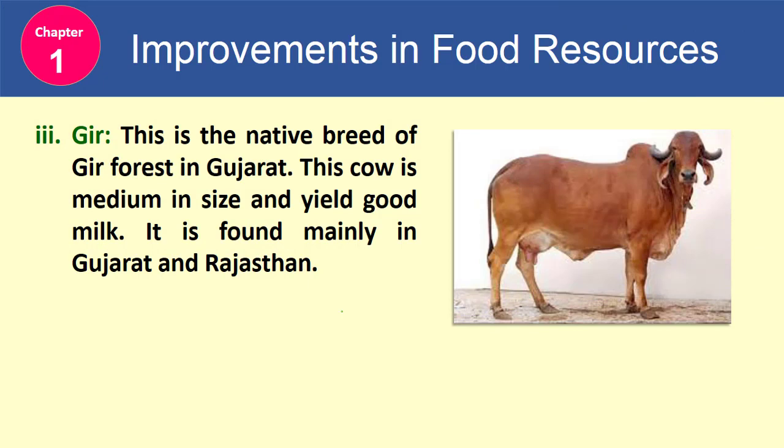Third is Gir. This is the native breed of Gir forest in Gujarat. This cow is medium in size and yields good milk. Okay, so Gir is the native breed of Gir forest. You might have heard the name of Gir forest, which is in Gujarat, and this cow is medium in size and yields good milk. It is found mainly in Gujarat and Rajasthan.